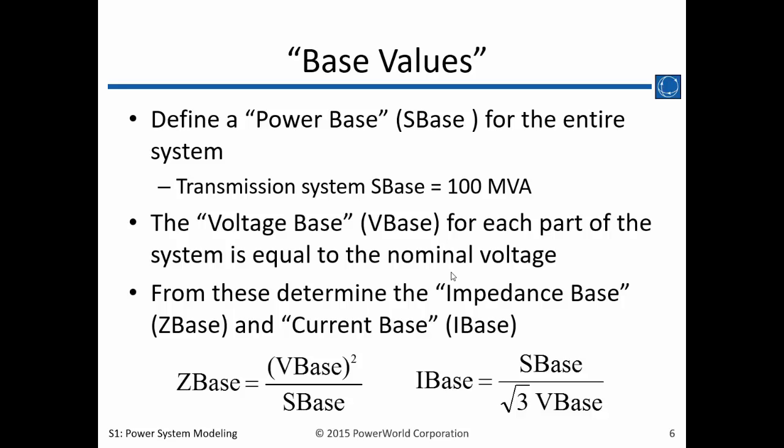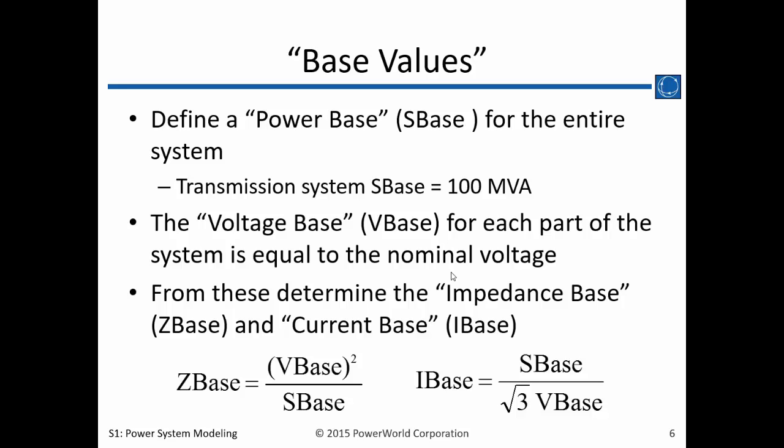So typically the system base is 100, and that's common for most of the country, if not the world. The system base is 100 MVA. The voltage base for each part of the system is equal to the nominal voltage of that part of the system. And from these, you can determine the impedance base by calculating the Z base and the I base from the base voltage and the system base.